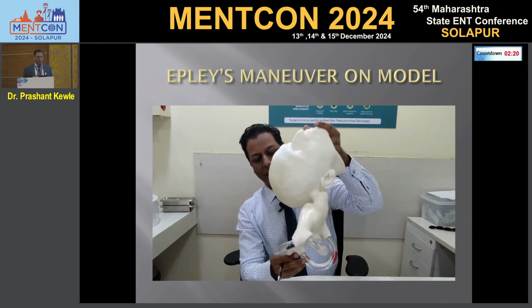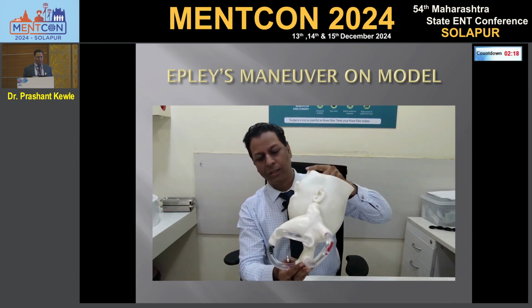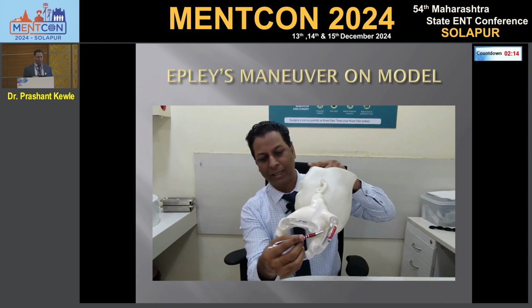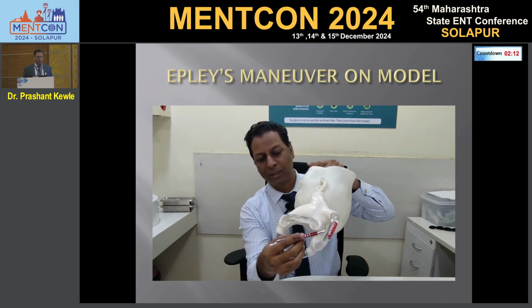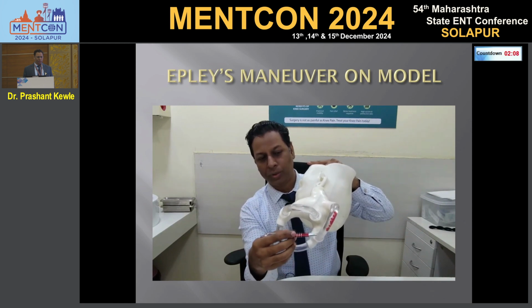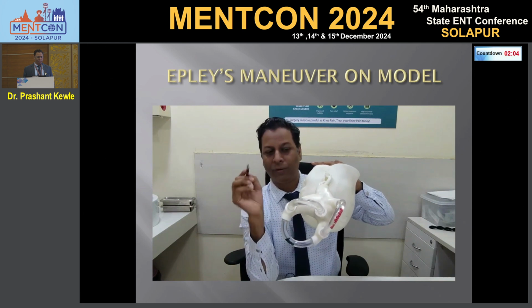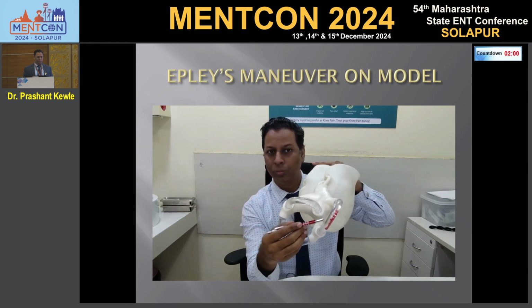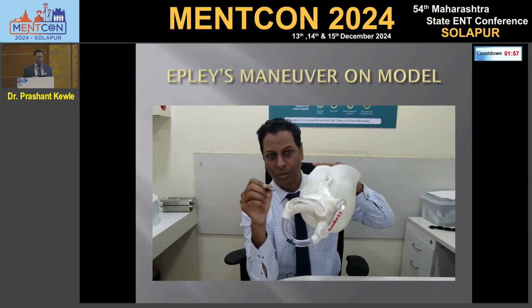Now, tilt the head and go to the opposite side. So now, the particles will be acted upon by further gravity and they will start moving out of the summit area into the non-ampullary arm of the posterior canal. We can see the particles are moving, but we have to wait for 40 seconds. That is the time taken by the particles to move out of the desired position.